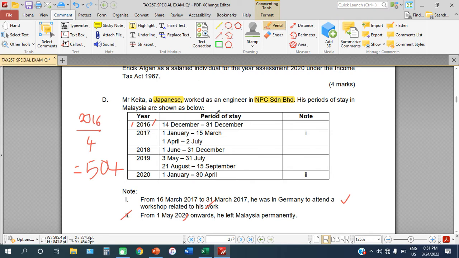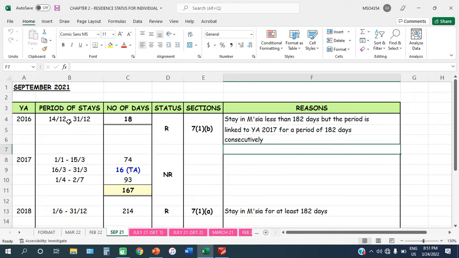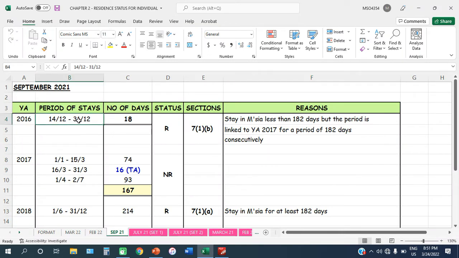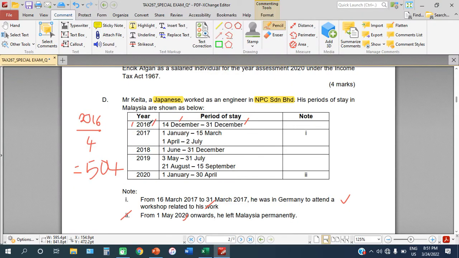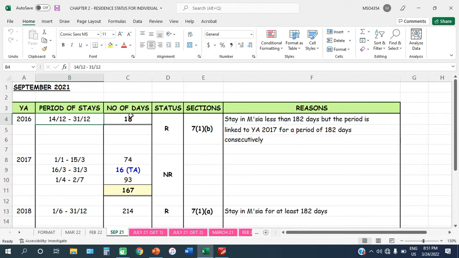But if you look at here, our period of stay is not February. So very clear cut. Okay, so what do we have here? So he stayed in Malaysia 14 December until 31st December. Isn't it? Okay, so record here 14 December until 31st December. Okay, any more information related to 16? That's it. Okay, now let's calculate number of days for 2016.